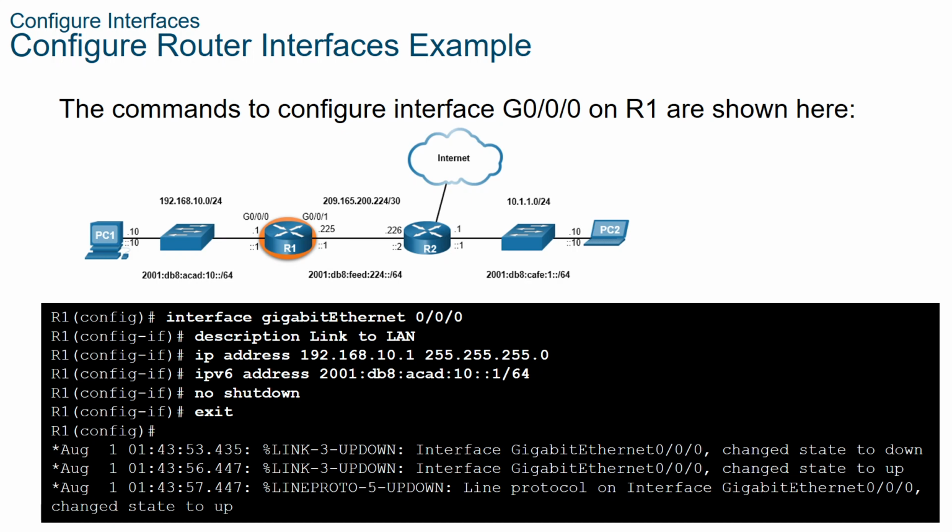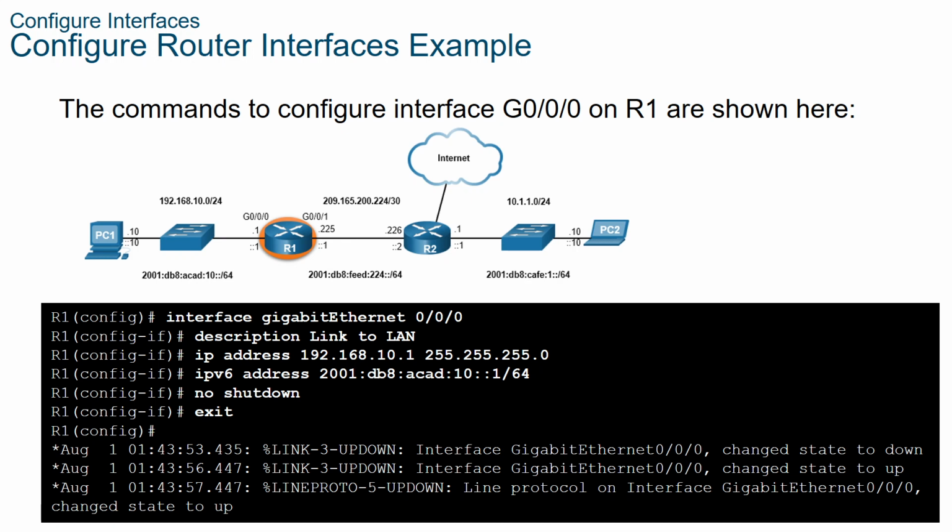The subnet mask for this is 255.255.255.0, which conforms to 24 1-bits, so that's /24 as it's shown within the diagram. IP version 6 address is also being added, so the IP version 6 address for this is 2001:db8:acad:10::1, and it's /64 as the prefix length for this particular address.